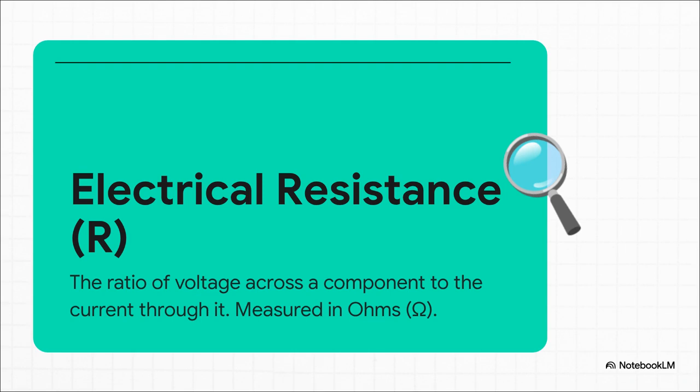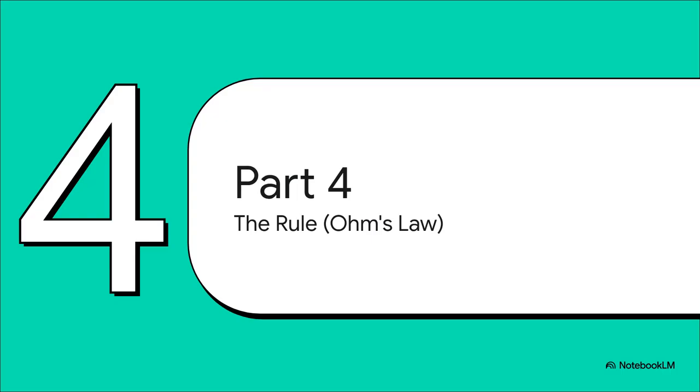So resistance, which we call R, is really just a ratio. It tells us how much push, or voltage, you need to get a certain amount of flow, or current, through something. It makes sense, right? If the obstacle is bigger, you're going to need a bigger push to get the same amount of flow. So let's recap. We have our three big ideas. The flow, that's the current, the push, that's the voltage, and the obstacle, that's the resistance.